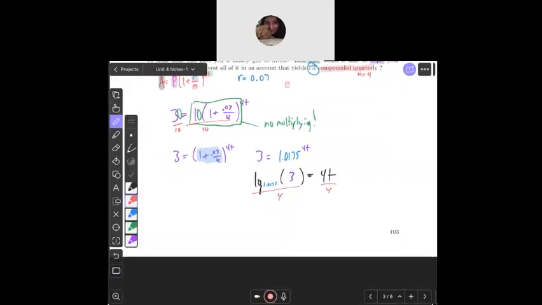So as you go to find t, you do need to use change of base on this guy. So we talked about that the other day. So log of 3 divided by log of 1.0175, and then divided by 4. That's what I would type in my calculator to get my answer.